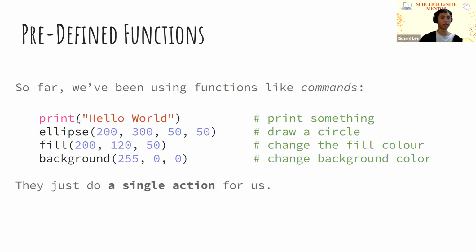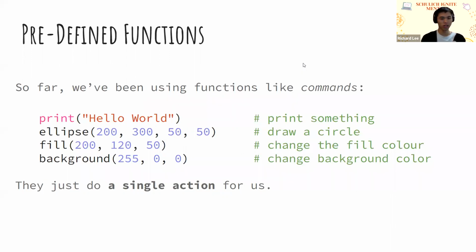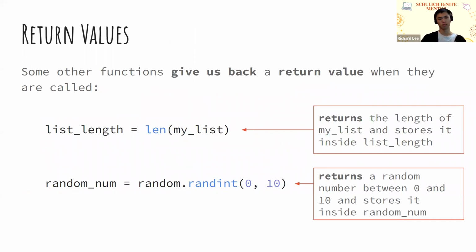And so basically print, ellipse, fill, background, anytime you see a word and those little round brackets, that's a function that you are using. And usually you're using somebody else's function. But the really cool part is that you can actually create your own functions. And I'll talk about that in just a minute, because before that, I also want to show you another fundamental part of functions.